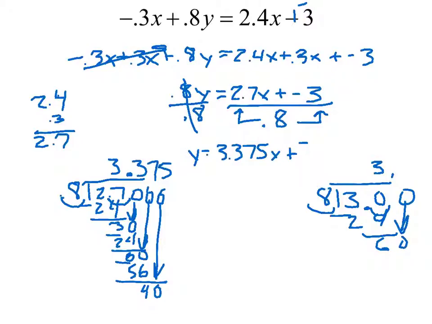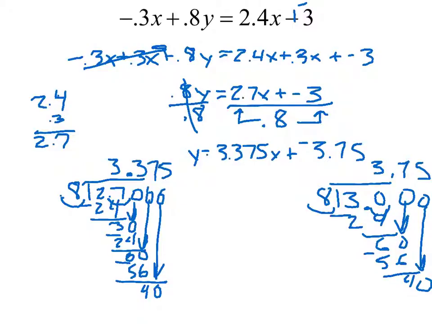8 goes into 60 7 times, that's 56, remainder 4, bring down a 0, goes in exactly 5 times, plus negative 3.75. That's where we're at. Any questions about our work for today?